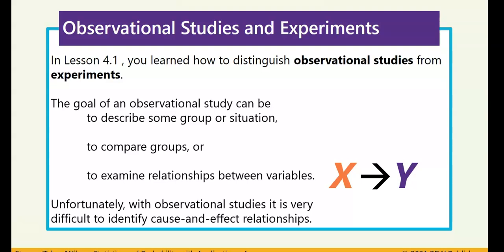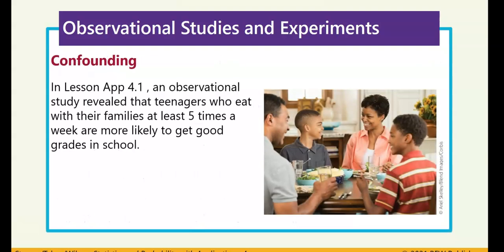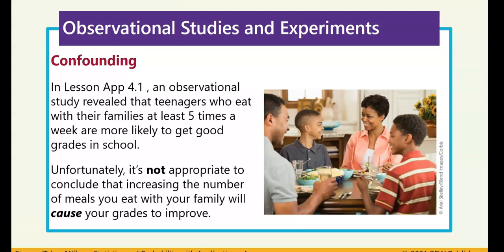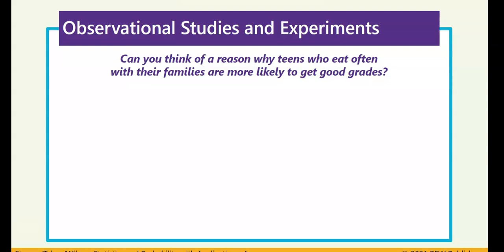Unfortunately, with observational studies, again, we cannot prove cause and effect. Confounding. In Example 4.1, we talked about teenagers who eat with their families 5 times a week being likely to get good grades. Does that mean that eating with family is causing good grades? Unfortunately, it doesn't mean that, because there could be other confounding factors. And it wasn't an experiment, right? So we need an experiment to prove cause and effect.